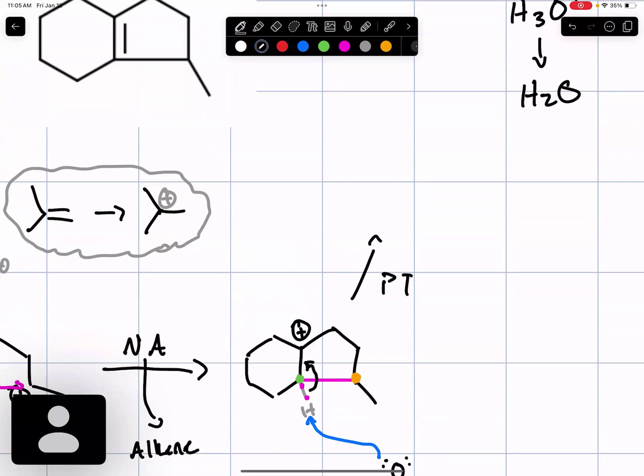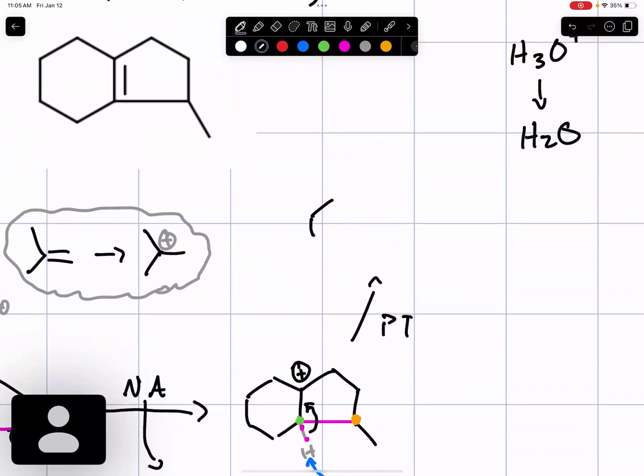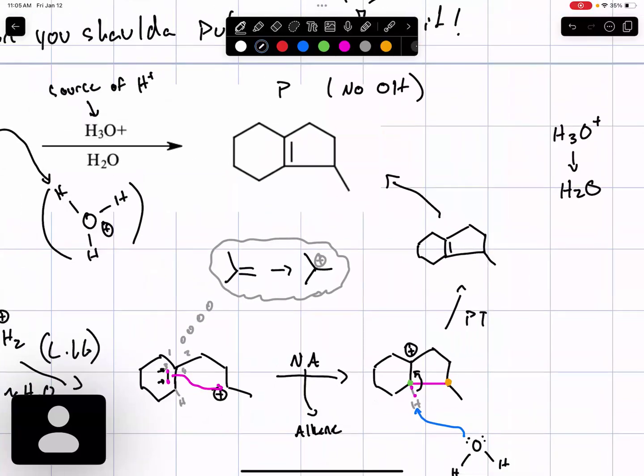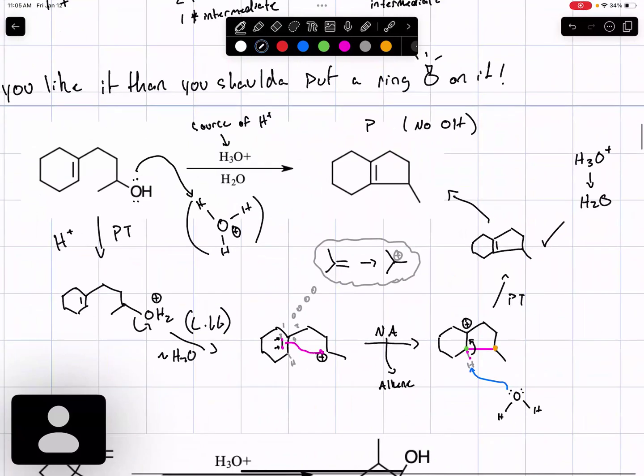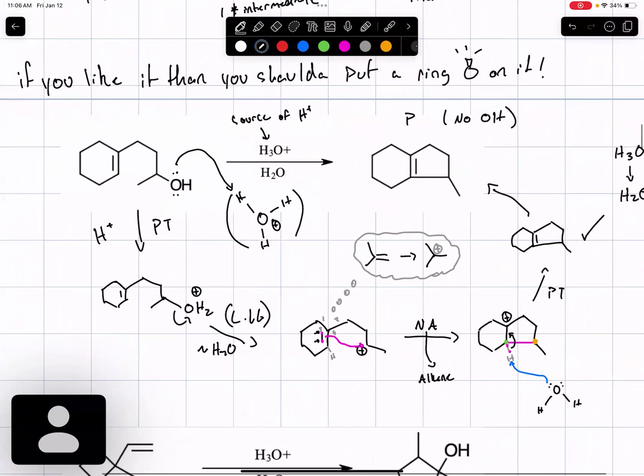So it's a proton transfer from water, right? And now we've reformed our alkene. Does that look like our product? Yes. Okay. So I know it might seem like a lot, but if you notice, it's the same kind of steps: proton transfer, loss of a leaving group, nucleophilic attack, proton transfer, and we're done. Really, it's just 4 steps. Okay. So not too bad.